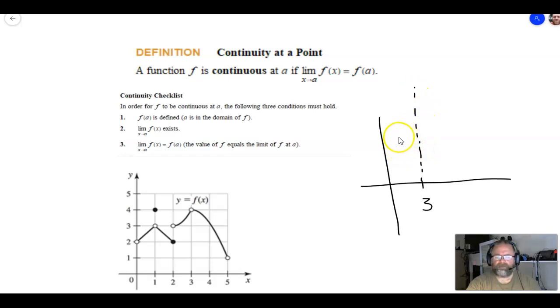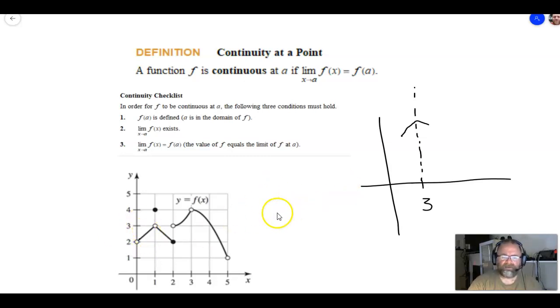I have to be able to start from the left side of x equals 3, go all the way to 3, and then move to the right side of 3. As long as I can do that without lifting my pencil or pen, then it's going to be continuous at x equals 3. Just like 0.5 down here. If I start from the left side of 0.5, I can continuously draw a line over to the right side of x equals 0.5. Therefore, it is continuous there.